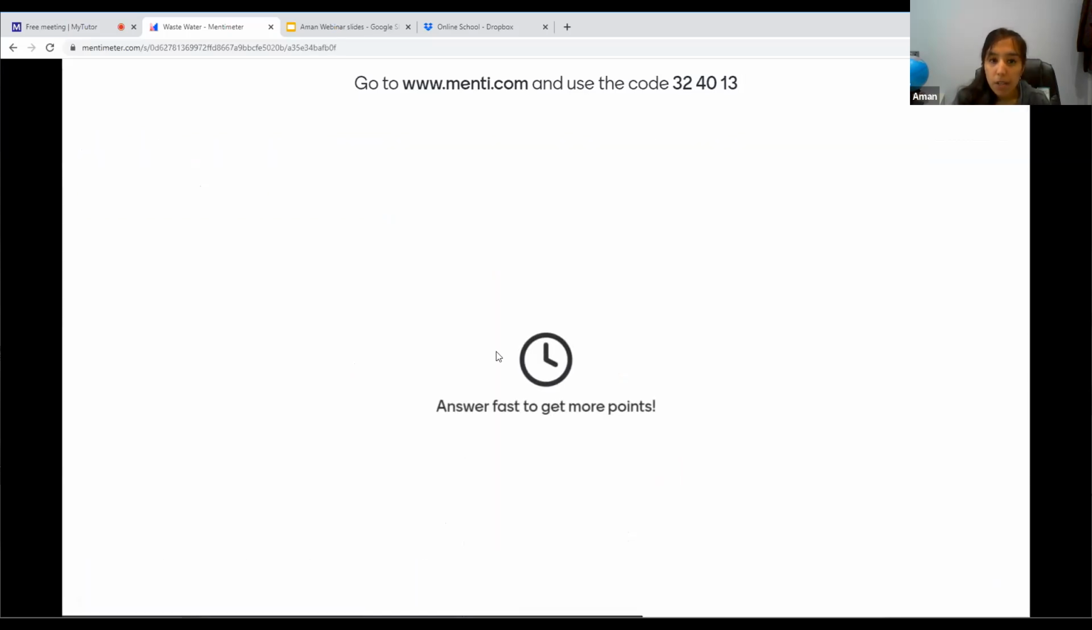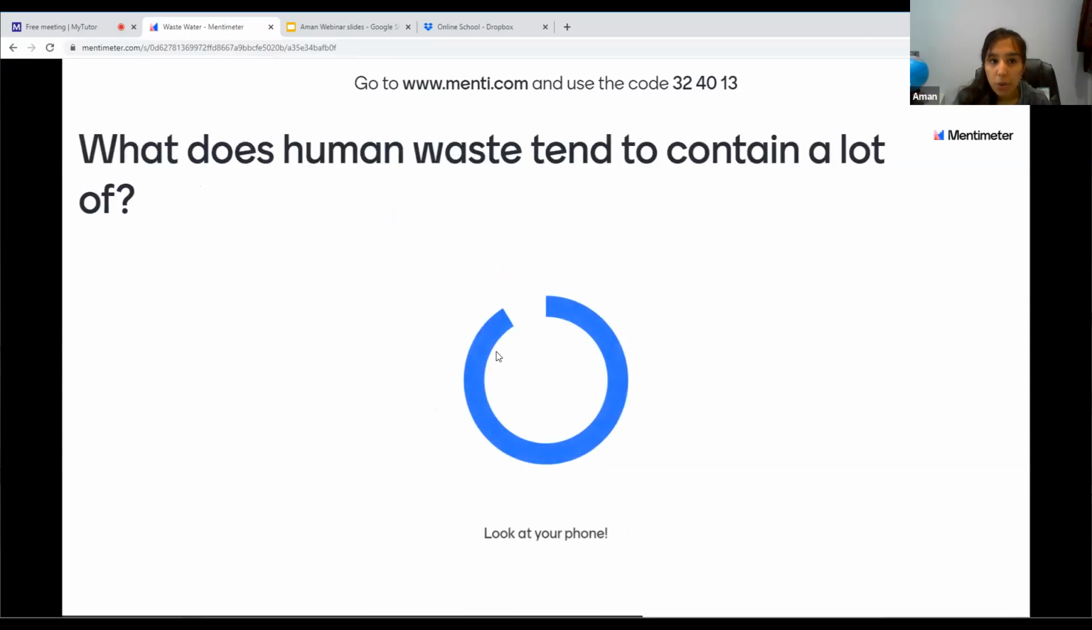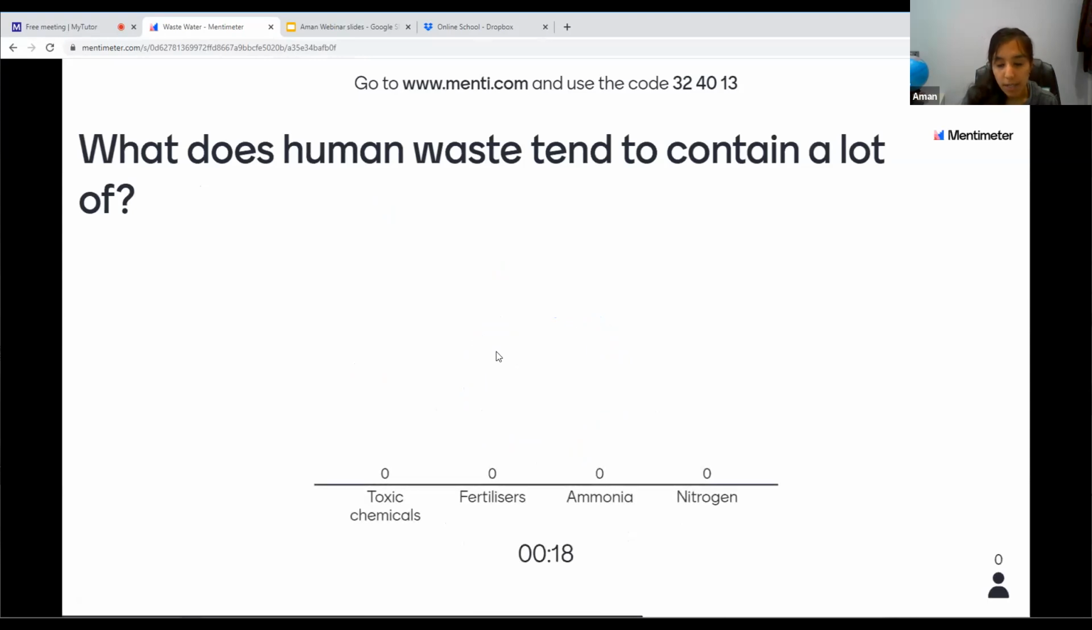Okay, the next question then is on the screen now. So what does human waste tend to contain a lot of? So we're thinking about sewage now. What does human waste tend to contain a lot of? Is it toxic chemicals, fertilizers, ammonia, or nitrogen? Which of those does human waste tend to contain a lot of?